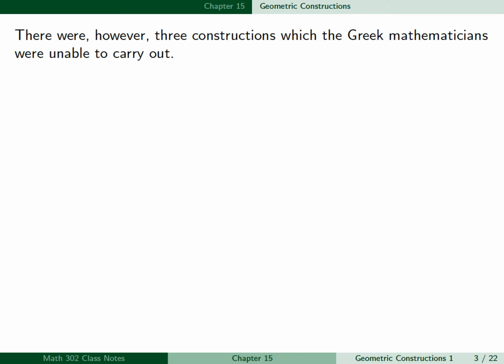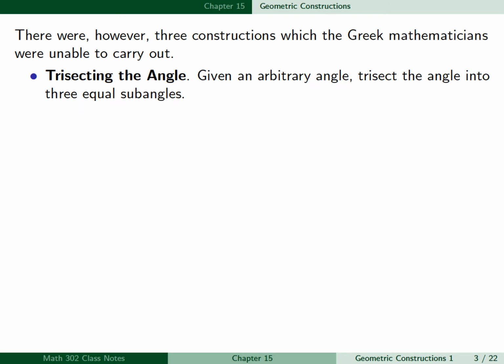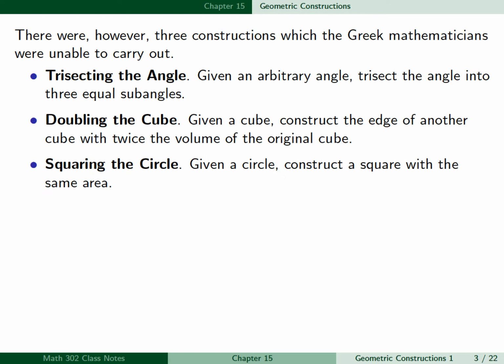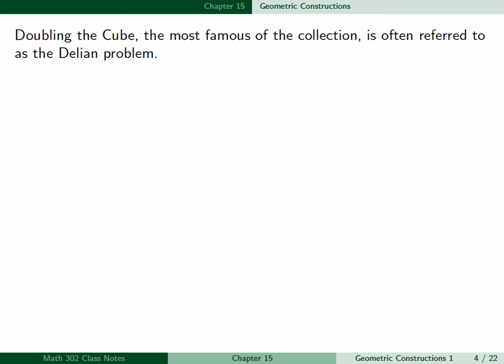be constructed. There were, however, three constructions which the ancient Greek mathematicians were unable to carry out. The first was trisecting the angle. This means, given an arbitrary angle, trisect the angle into three equal subangles. The second was called doubling the cube. Given a cube, construct the edge of another cube with twice the volume of the original cube. And the third was squaring the circle. Given a circle, construct a square with the same area.